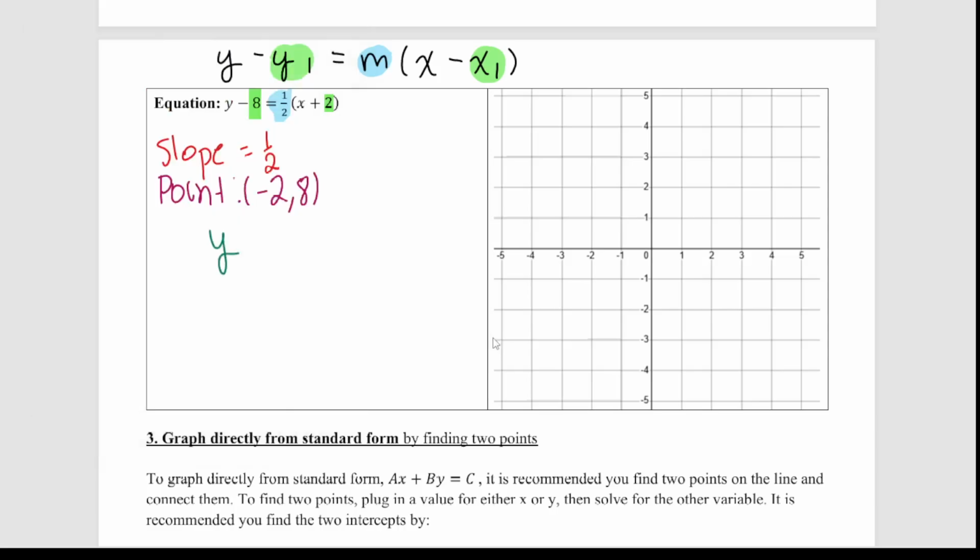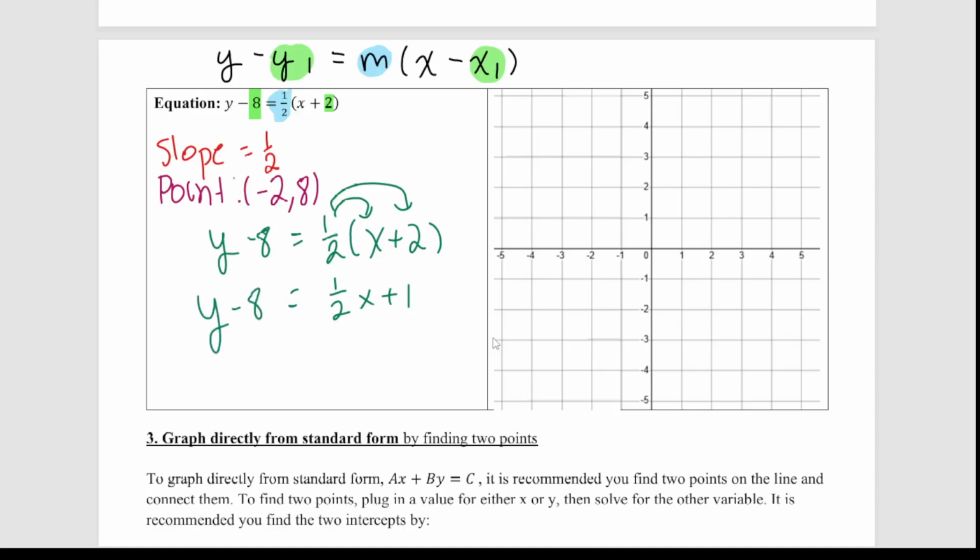Alternatively, you can also just convert this to slope-intercept form as well. And what would that look like? Well, you would distribute the 1/2 to both terms. 1/2 times x is 1/2 x. 1/2 times 2 is 1 equals y minus 8, and then we would add the 8 to both sides in order to get y by itself. So then we'd have y equals 1/2 x plus 9 as that final equation.